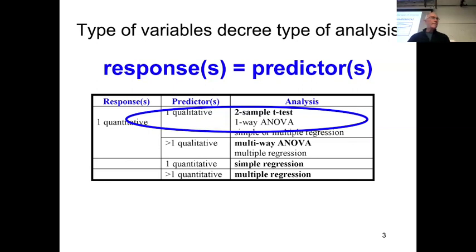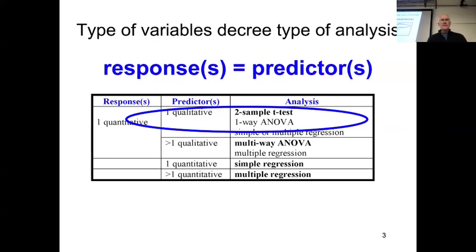The label that we put on it really has to do with the nature or number of those response variables, and then the nature or number of the predictor variables. The simplest member of the general linear model family is where you've got one quantitative response variable and one qualitative or categorical predictor variable, and that's a two-sample t-test, right? You've got two groups, and you want to know if the quantitative variable is different between the two groups.